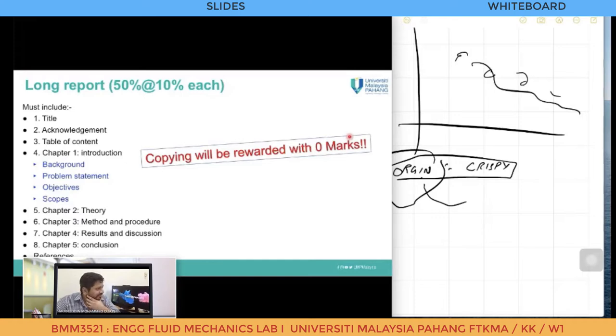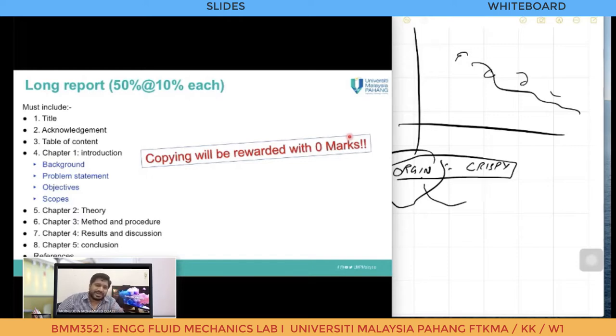So lab report format. As you know, 50% of your course marks depends on the lab report. So obviously the lab report should be very strong. That lab assignment or lab report, both are the same thing, should be very, very strong. What are the contents that a lab report should have? Based on the UMP thesis format, first the title, acknowledgement, table of contents. Then the introduction. In the introduction, there are 4 things: background, problem statement, objectives, and scope.